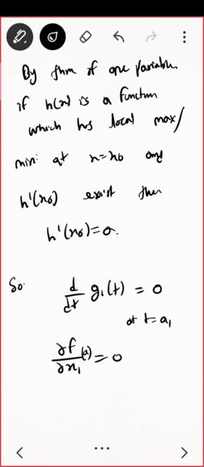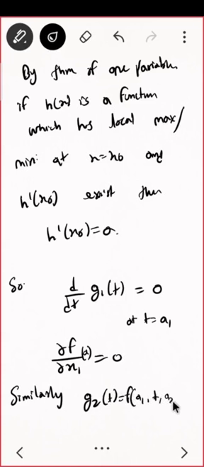So can I say similarly for each variable I can do that, correct? So similarly, if I define g2, then g2 of t will be what? It will be f of e1 comma t comma e2 and so on up to en. That's it. And the same thing again, derivative 0 and so on.